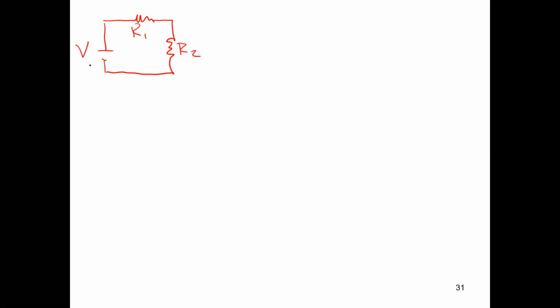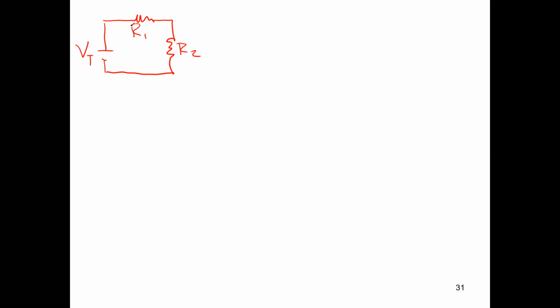All right, so what I'm going to do here is I'm going to try to draw my circuit. Call this R1 and this R2 here. That's my voltage that's being supplied.